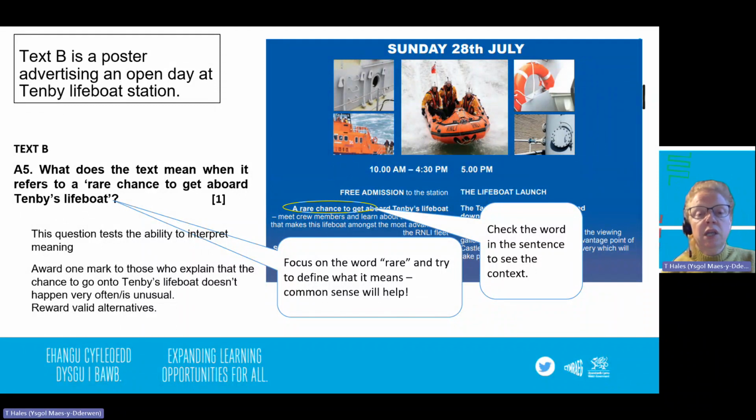First thing you need to do is you need to check that word in the sentence. You need to go back and read it in context. Make sure you're really confident that you know what it means, and then put it down in your own words.